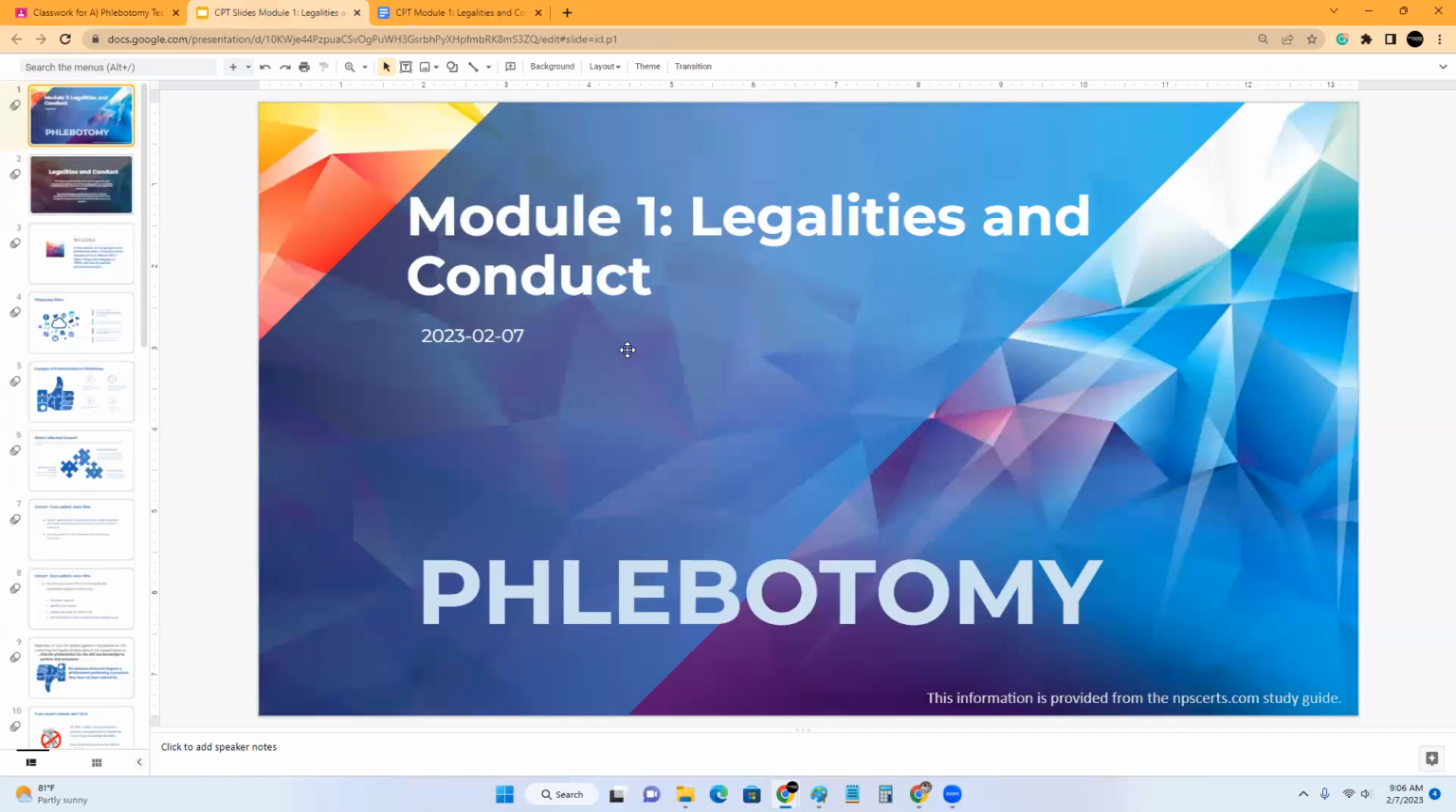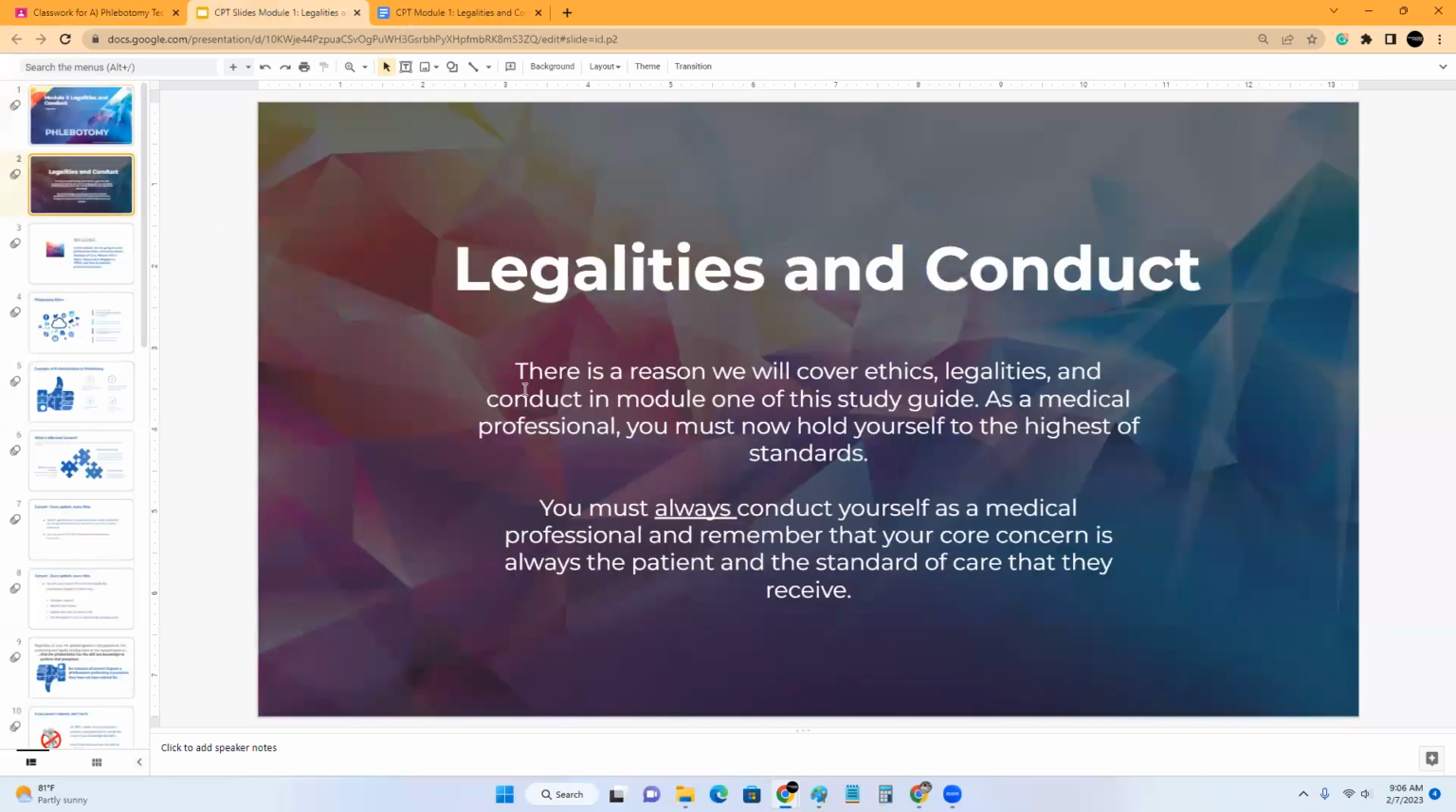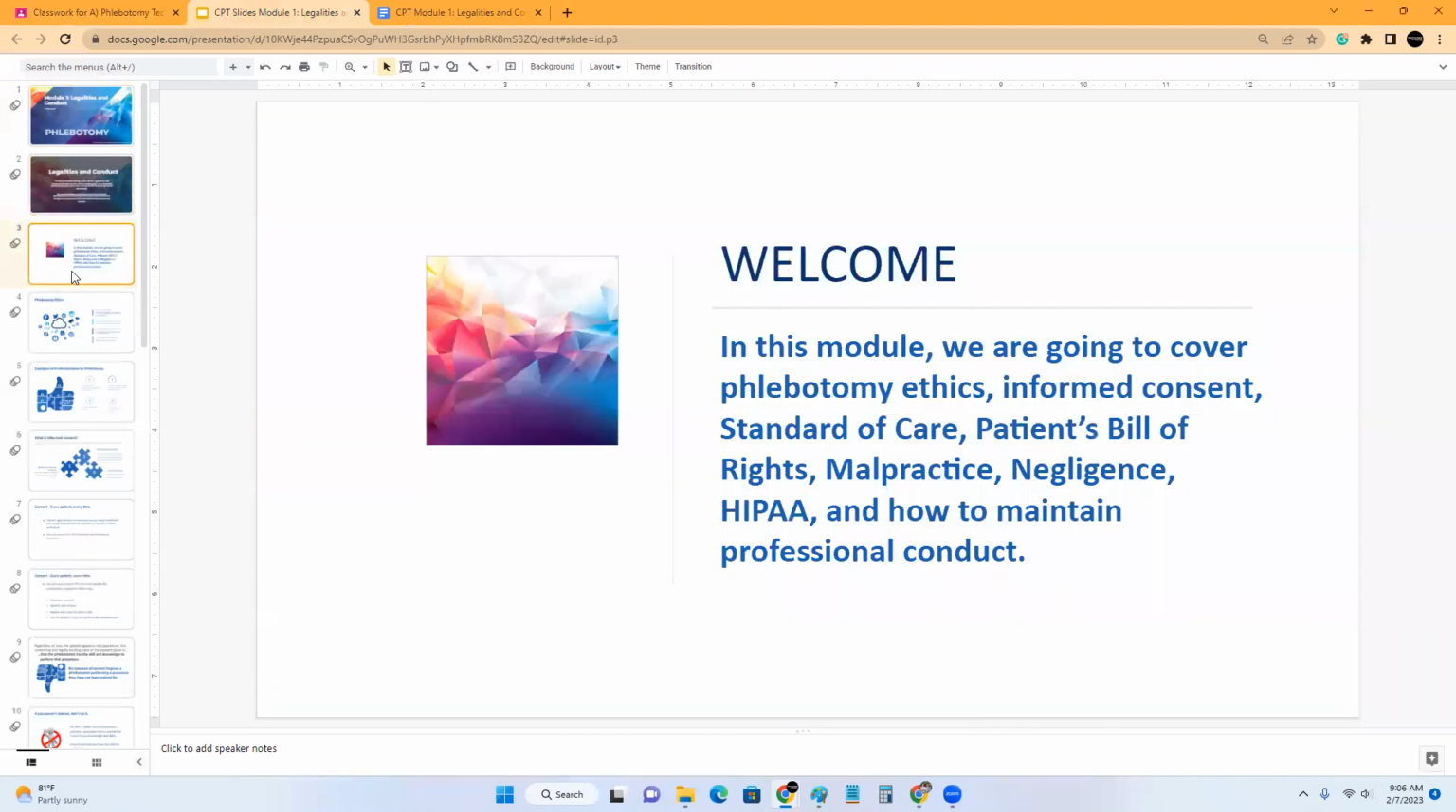Legalities and conduct in phlebotomy. This is really important for you as a phlebotomist or a growing phlebotomist. This is how you're handling yourself professionally in the medical field. It's knowing what the high standards are and knowing how to hold yourself to those standards. You must always conduct yourself in a professional manner, and remember that your core concern is always the patient and the standard of care that they're receiving.